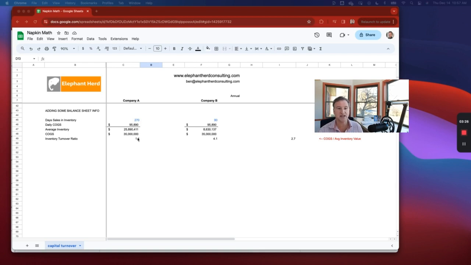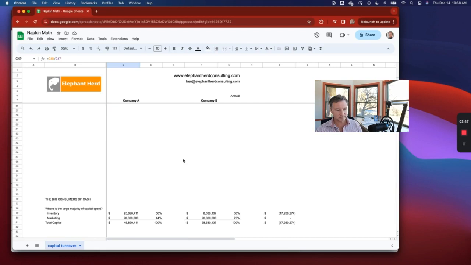We calc the inventory turnover ratio, that's simply COGS divided by average inventory. So this can be more complicated, but because it's napkin math, we're going to do it simply. So that in Company A's case, it's 1.4. In Company B, it's 4.1.